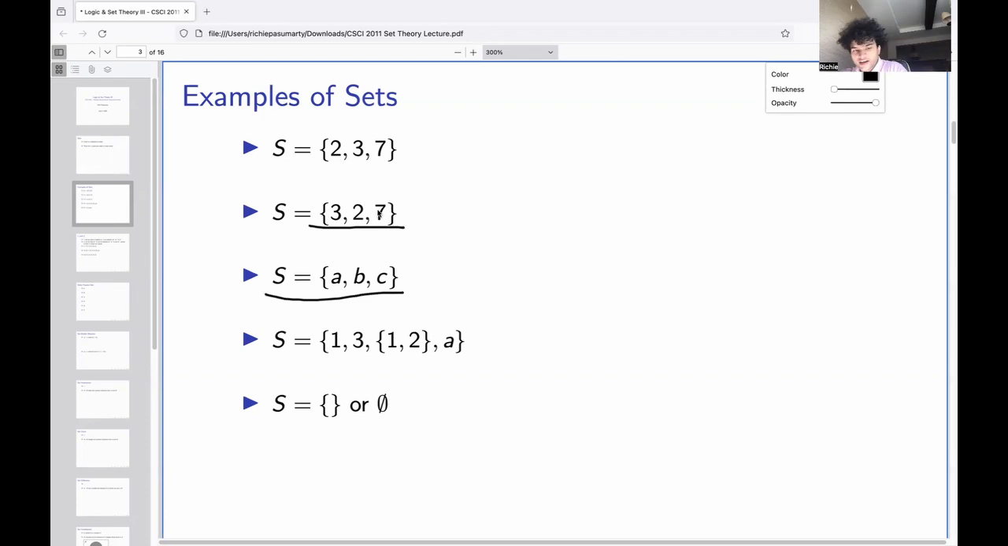Okay, so sets don't actually have to only contain numbers, they can contain other objects as well. So for example, in this case, the set contains the letters A, B, and C. Sets can also contain some combination of numbers, letters, and other sets as well. And sets can be empty. So this is the empty set or null set, and you can write it in two different ways. Both of them are pretty common.